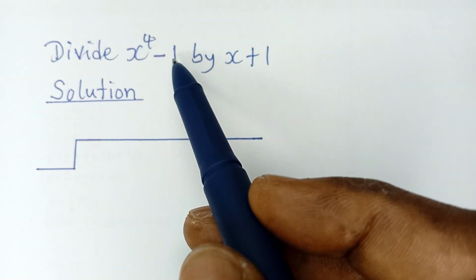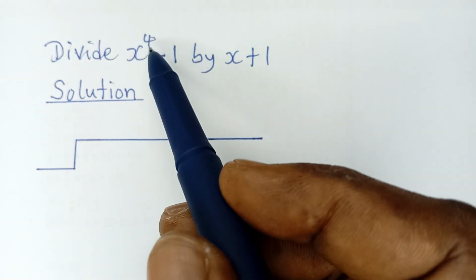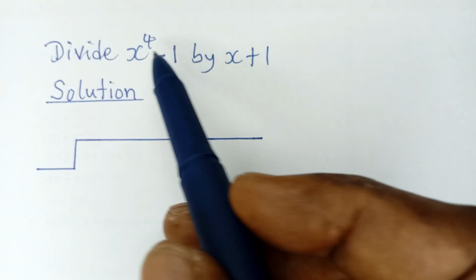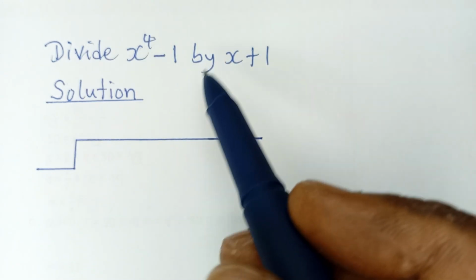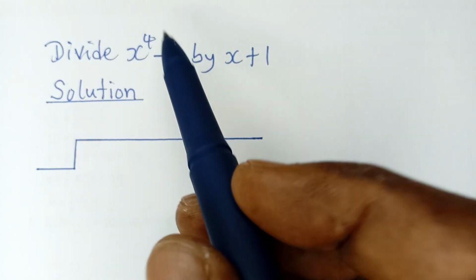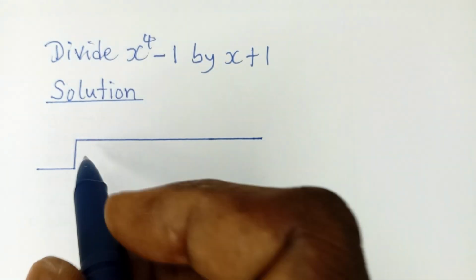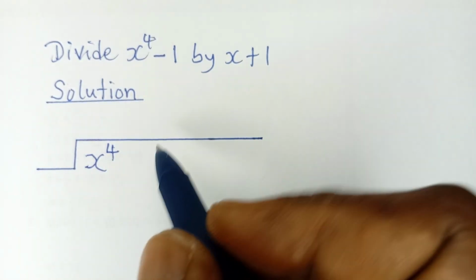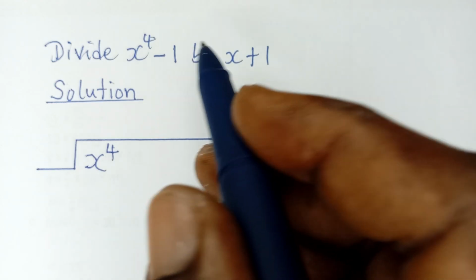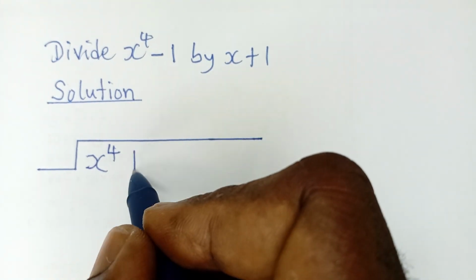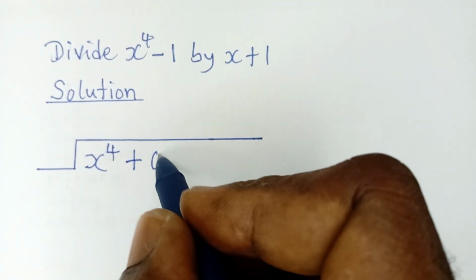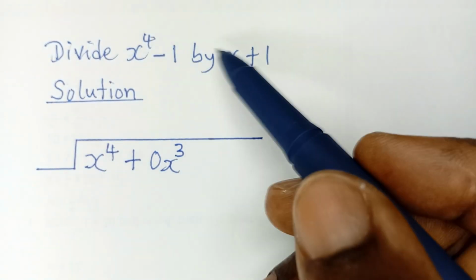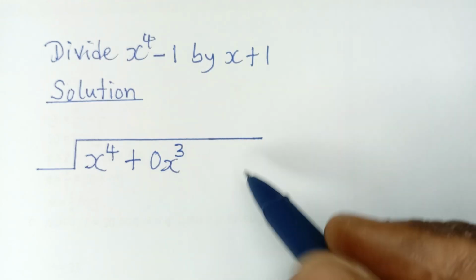And then the next term is the constant value 1. We don't have power of 3, we don't have power of 2 for x, we don't have power of 1 for x. So for us to carry out this division appropriately, we must write those missing powers for x. So I'm going to write x raised to power 4. And then we don't have the power for x raised to power 3, so we're going to put it as 0x raised to power 3. Since it is not there, we need it for the division. So we're going to write 0x raised to power 3.